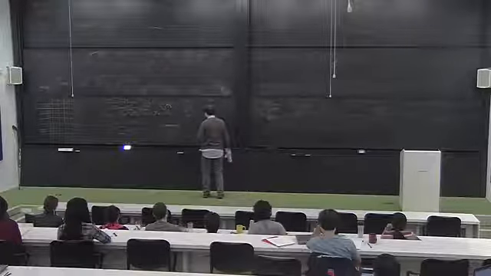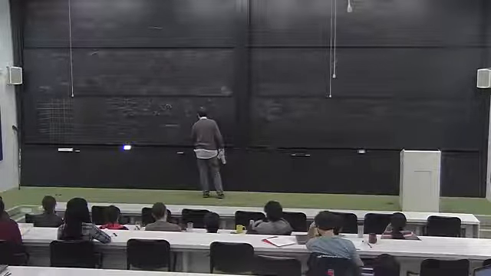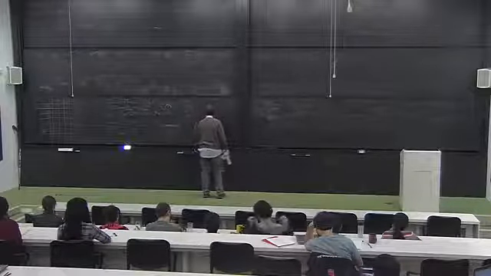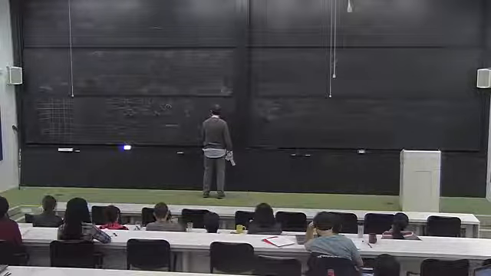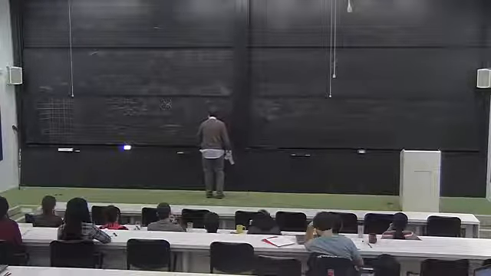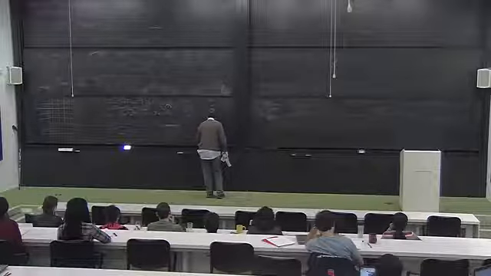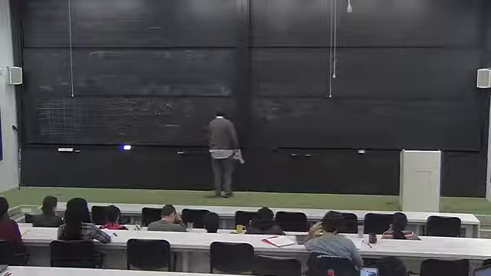If you have a scalar field, its Lagrangian looks like d mu phi squared and then minus V of phi. Because remember, if you have a normal Lagrangian for a particle, it's plus its kinetic energy.